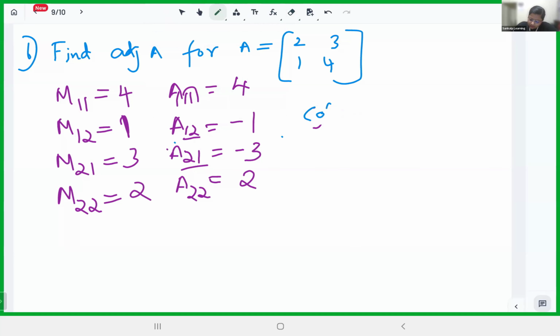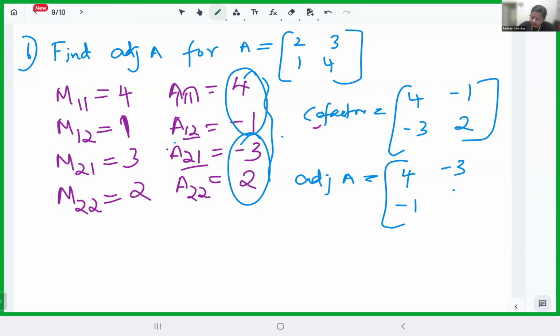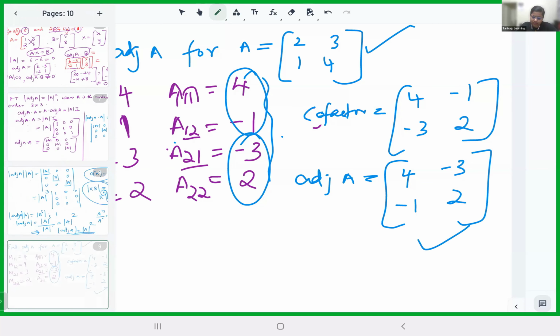So here the cofactor matrix means it is 4, minus 1, minus 3, 2. Or you can directly write from this the adjoint A. Adjoint A is that you can write this one as column 4, minus 1 and then this one as the next column minus 2, 2. So this is our adjoint of A. They have asked the adjoint, so this is our adjoint. All right, now we are moving on to the next question.